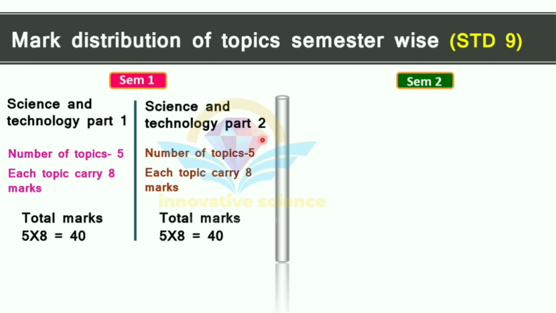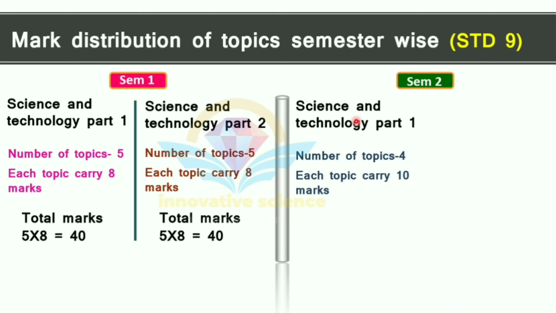Then for the next semester, second semester, Science and Technology part 1, number of topics is 4. That means 11, 12, 13 and 14. All these 4 chapters are for part 1 and for semester 2nd. Each topic carries 10 marks. Therefore, 4 into 10, total 40 marks.